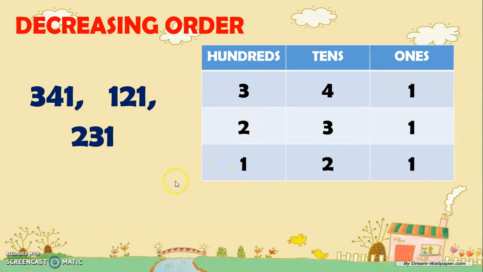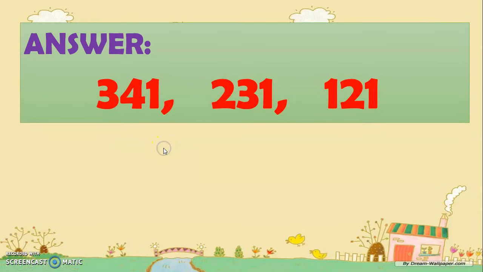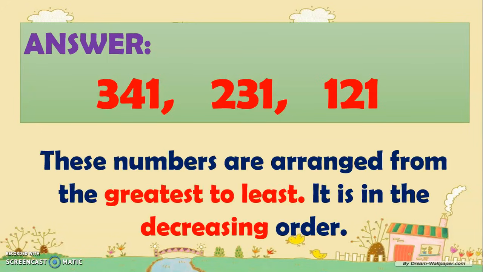So we have here 341 is more than 231 and 231 is more than 121. Now, the answer is 341, 231, and 121. And these numbers are arranged from the greatest to least. It is in the decreasing order.